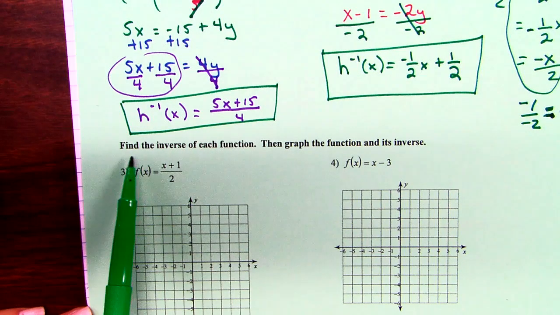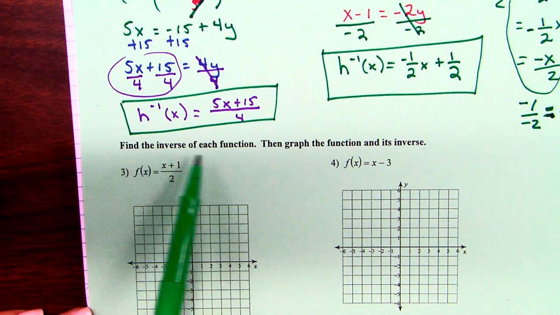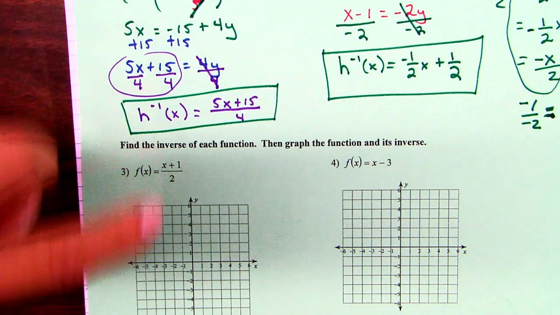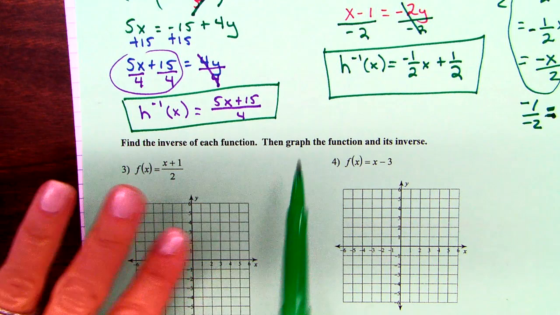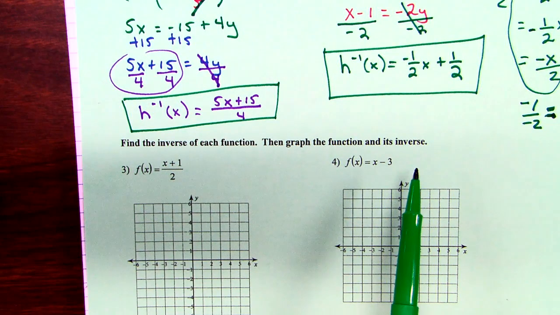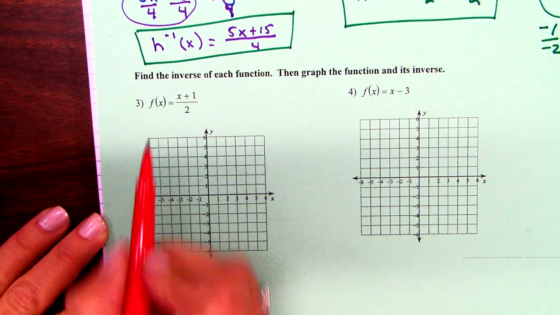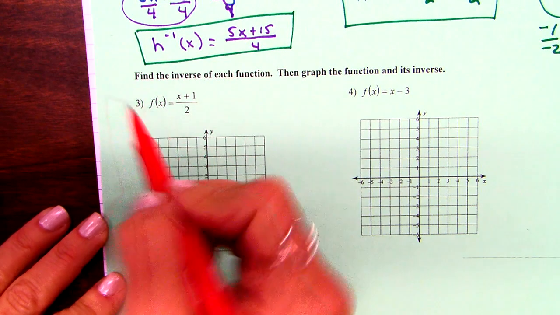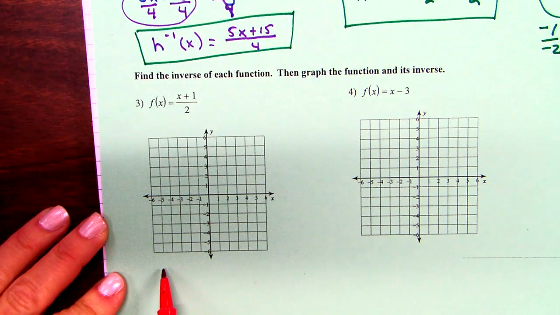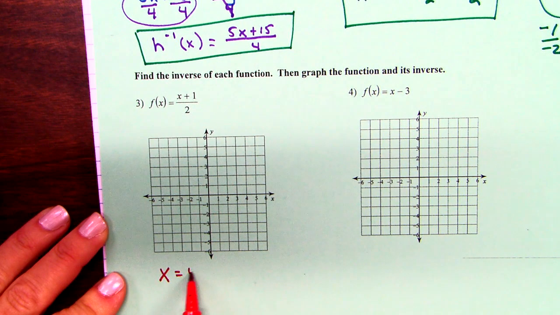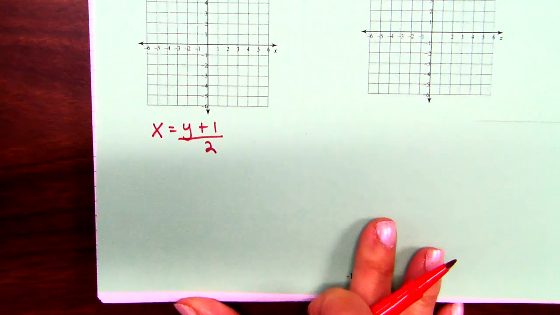So notice the directions are the same in the beginning. Find the inverse of each function. Same thing we did up here, find the inverse of these. Then we'll talk about the second part, which is to graph them. All right? So I'm just going to come down here to have some workspace, and I'm going to rewrite that. Same exact thing I did up there. Switch x and y, solve for y.